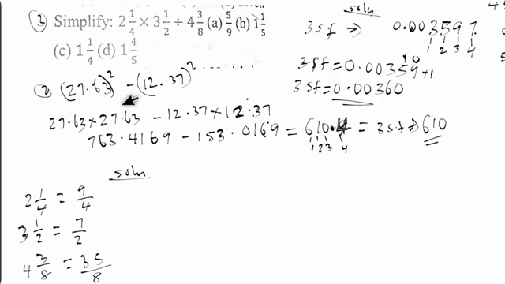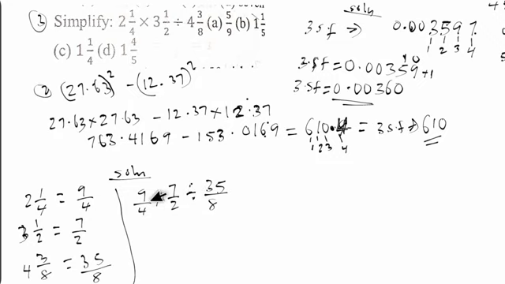So let me put it this way. 2 whole number 1 over 4, as an improper fraction, is equal to 9 over 4, multiplied by the second one, 3 whole number 1 over 2, which is 7 over 2, divided by 4 whole number 3 over 8, which is equal to 35 over 8. Now this one is division, and here is multiplication.